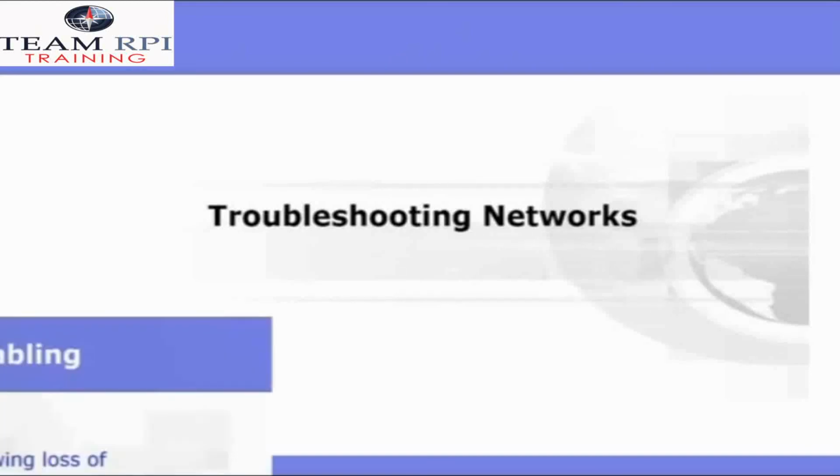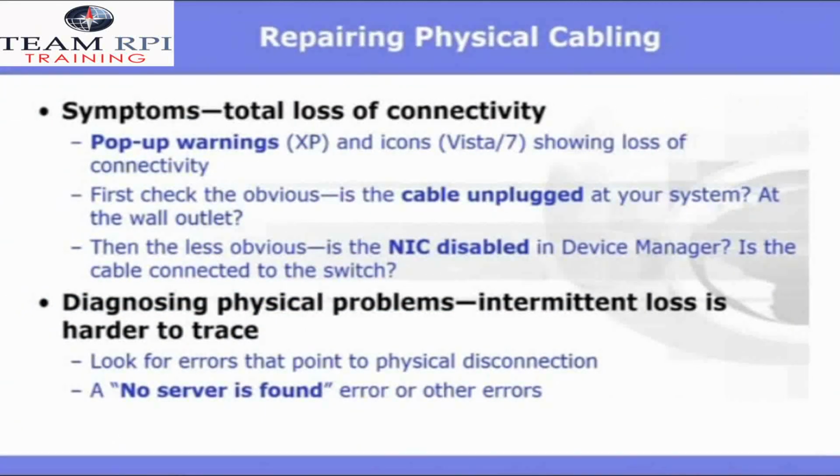Next, let's take a look at troubleshooting networks. First, we'll deal with the total loss of connectivity. You'll know this because you'll start seeing pop-up warnings, for instance, in Windows XP, or Windows 7 will simply show a computer with an X over it. Be sure to check the obvious things first, like, is the cable unplugged? Or maybe the less obvious things, like, is the NIC disabled in the device manager? One of the classic signs of an actual physical problem is when you get intermittent errors and a warning or an error that says no server is found.